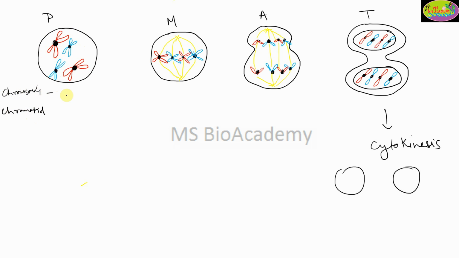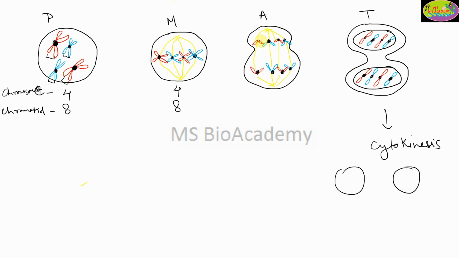Okay, so chromosome number here is 4. And what about the chromatids? Chromatids you can write 2 plus 2 is 4, 6, 8. So chromatid is 8. Now talking about the metaphase. In metaphase again you can see 4 centromeres, which means 4 chromosomes. And what about the chromatids? Chromatids is again the same, 8.